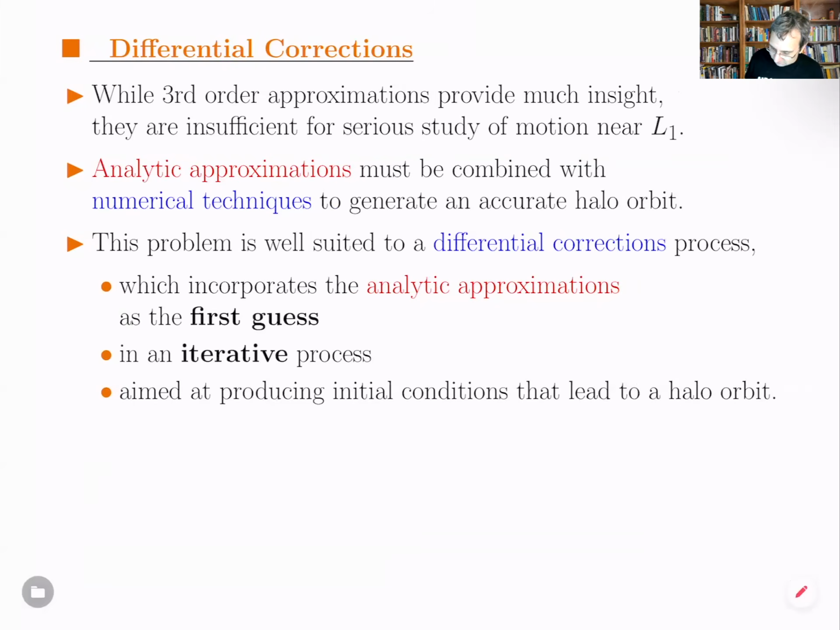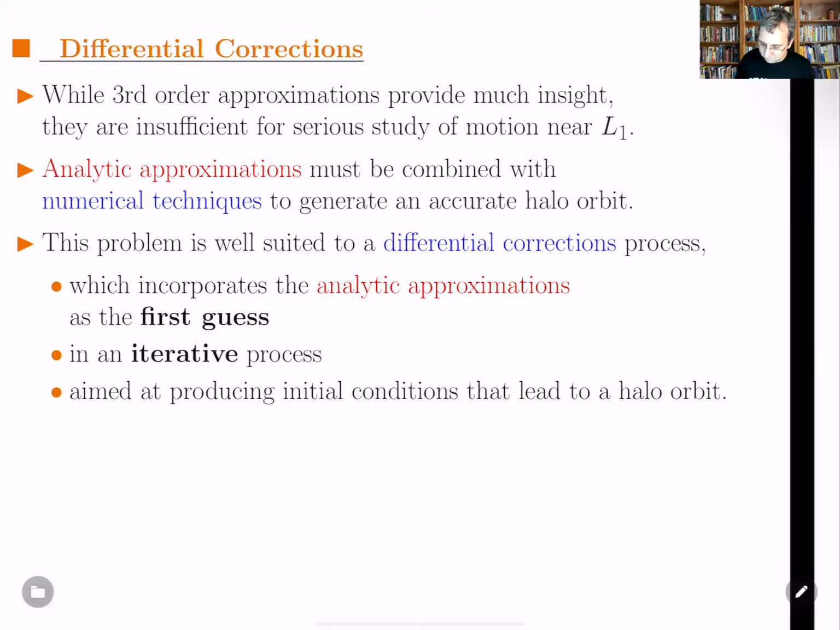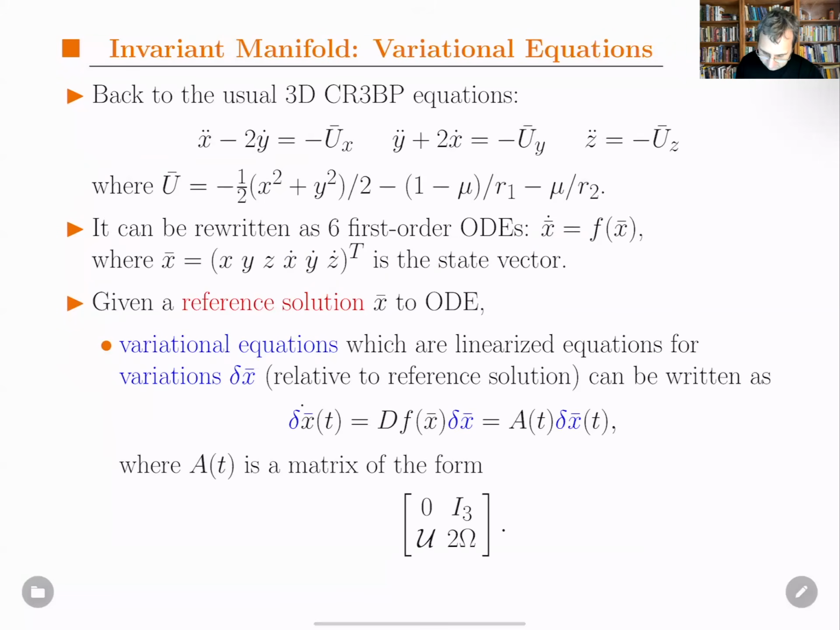And using symmetry, I'm going to call this the XZ plane, and we'll have some initial condition, and it'll come back, and we're just looking for it to come back and be going exactly in the y direction. So the initial velocity is only in y, and then the final velocity is only in y. So just to give you an idea how you do differential correction in the 3D circular restricted three-body problem.